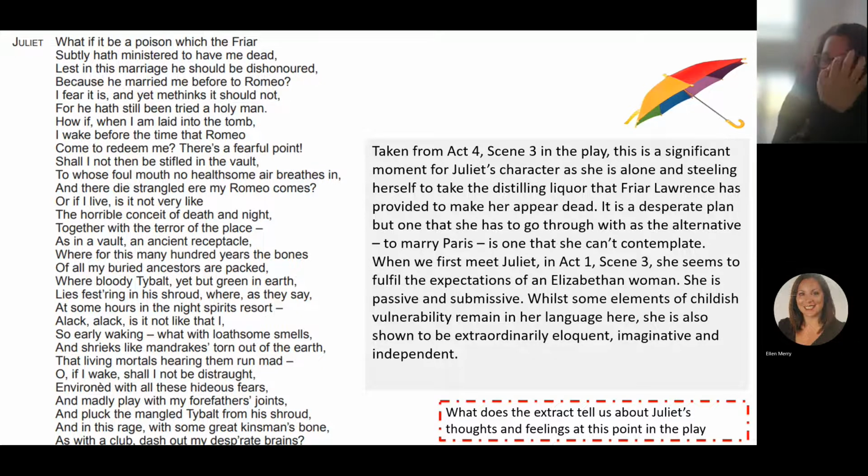So you would place this extract in Act 4, Scene 3, and you look at how Juliet has a significant soliloquy where she is speaking eloquently.